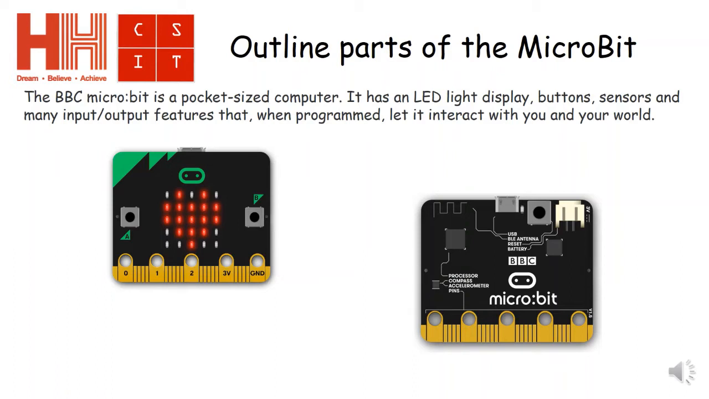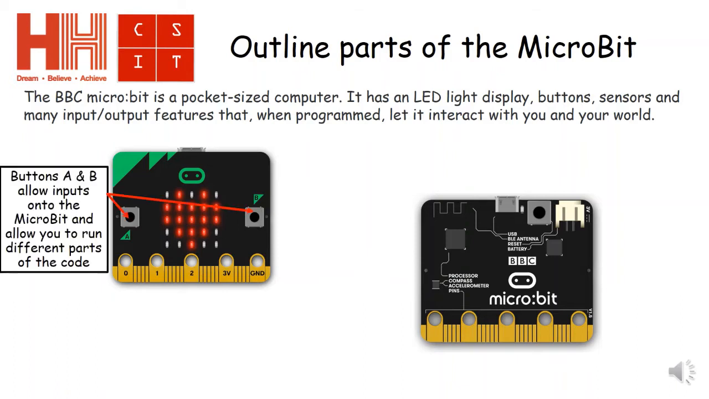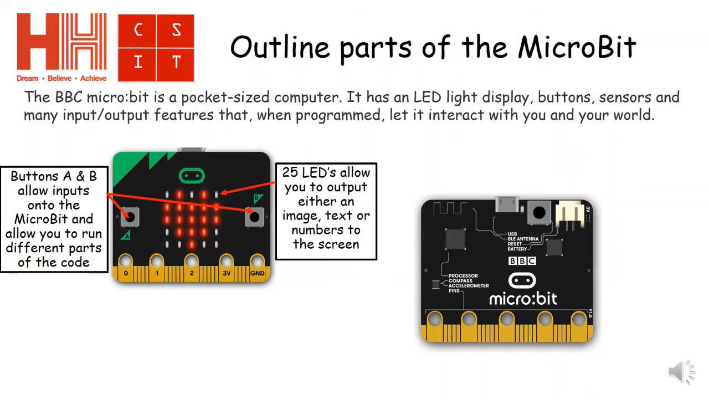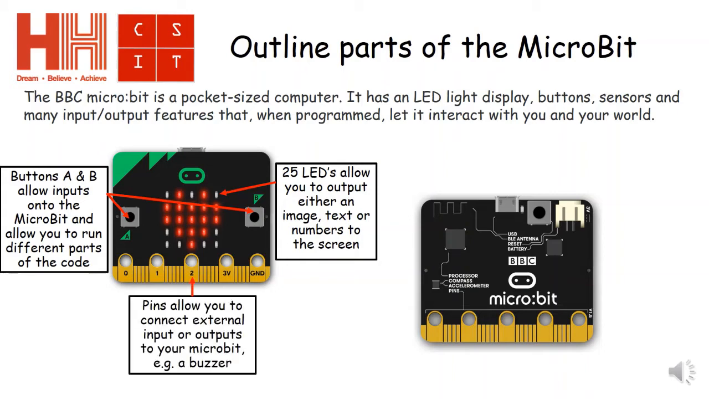Moving on to the front of the microbit, what you can see first of all is there are two buttons. Those are buttons A and B, and they allow inputs onto the microbit and allow you to have different parts of the code running. There are then the 25 LEDs, which allow you to output either an image, text, or numbers to the screen. And finally on the front we've got pins, which allow you to connect external input or output to your microbit. For example, a buzzer.